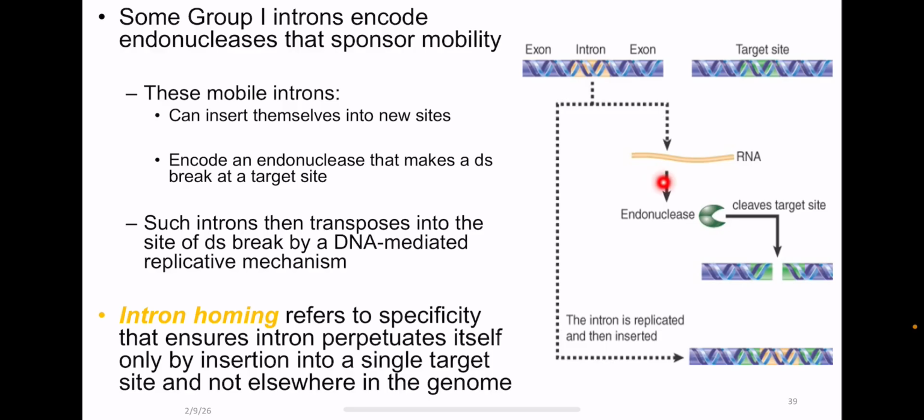So some group 1 introns, as I said, can move from one DNA molecule to another. What they do is they encode proteins, and these proteins are endonucleases. So they can translate an endonuclease, and the endonuclease will move to wherever they want to go. That will be like their target site, and the endonuclease will go and cut there, and then the intron will replicate itself, or a copy of the intron will be made. Then it will just insert itself into the new site that has been cut already by the endonuclease.